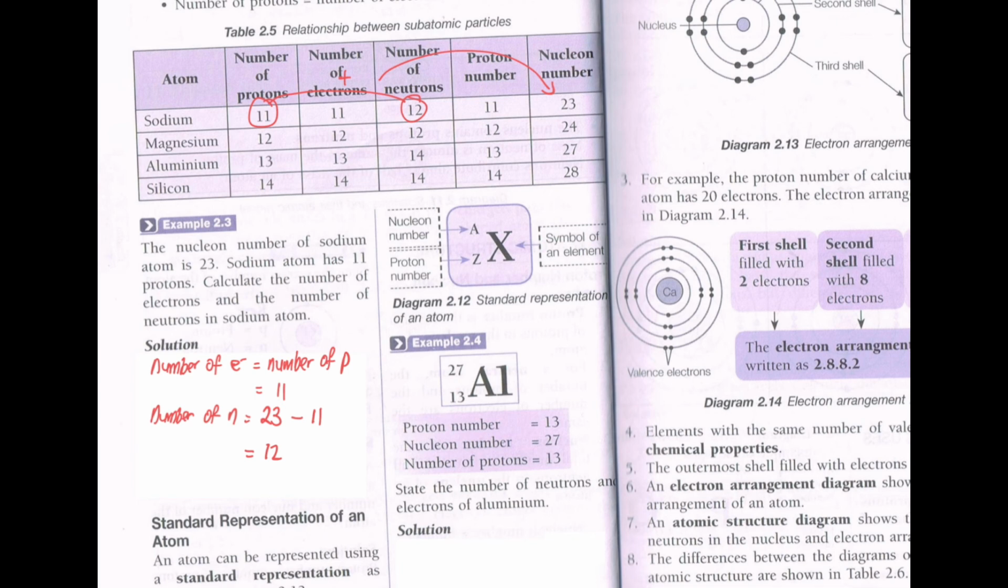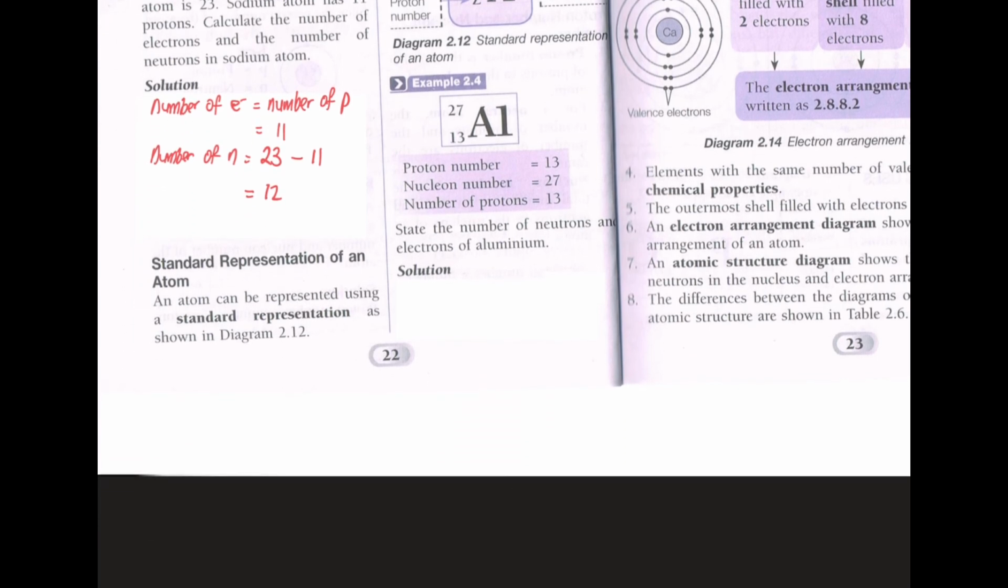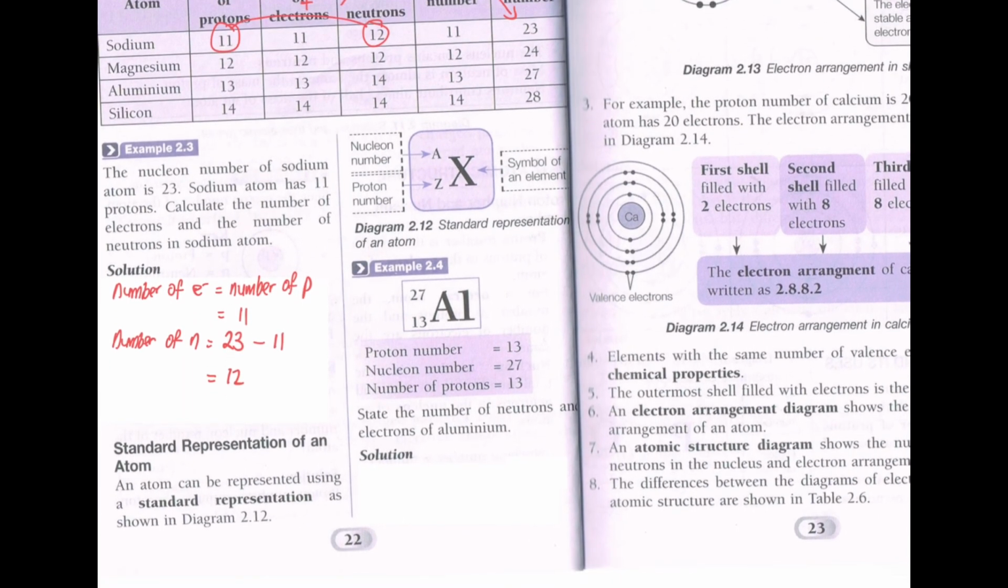Let's move on. The next part is standard representation of an atom. That means how we represent an atom. An atom can be represented using a standard representation as shown in diagram 2.12. If you want to represent an atom, you put the symbol of the element here. Then you put the nucleon number on top. You put the proton number at the bottom. So this is the standard representation of an atom.